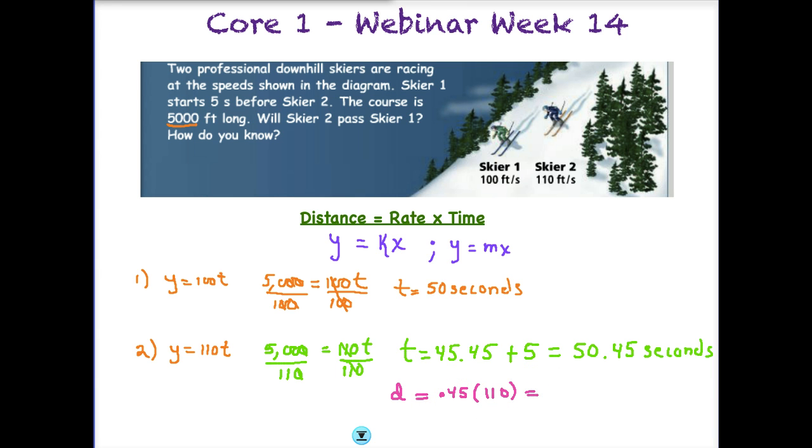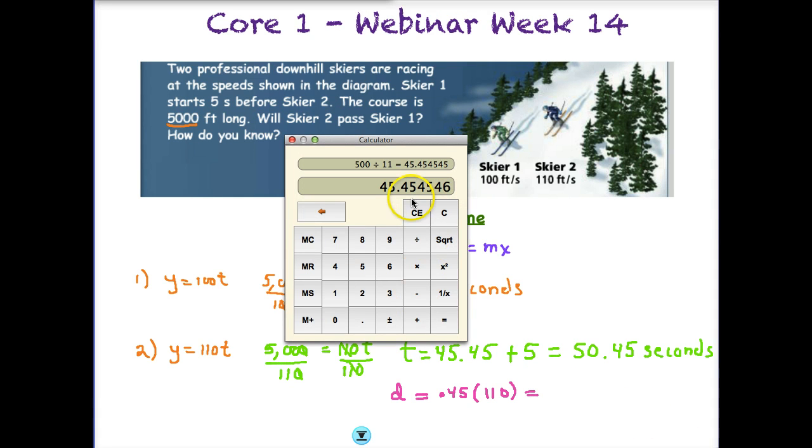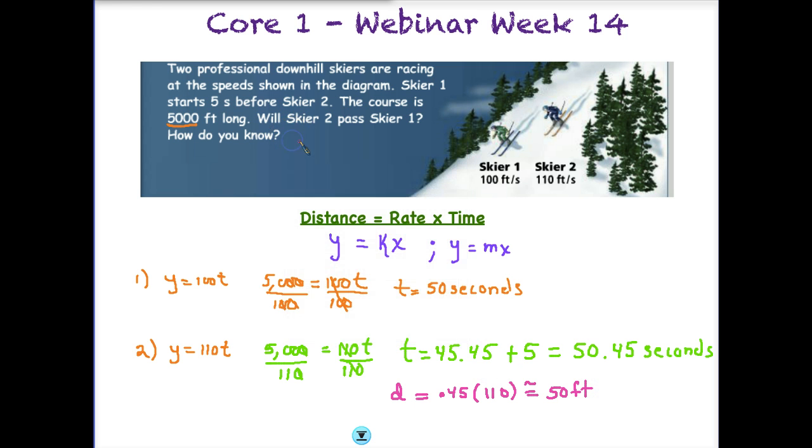So we could pull out the calculator for that, and we already have our 0.45 on there, and we could multiply that by 110, his rate. Oops, I'm multiplying by 45, sorry, let's do that again. Let's do 0.45 times 110, and he's approximately, I'm just going to round, approximately 50 feet behind skier 1 when he crosses.